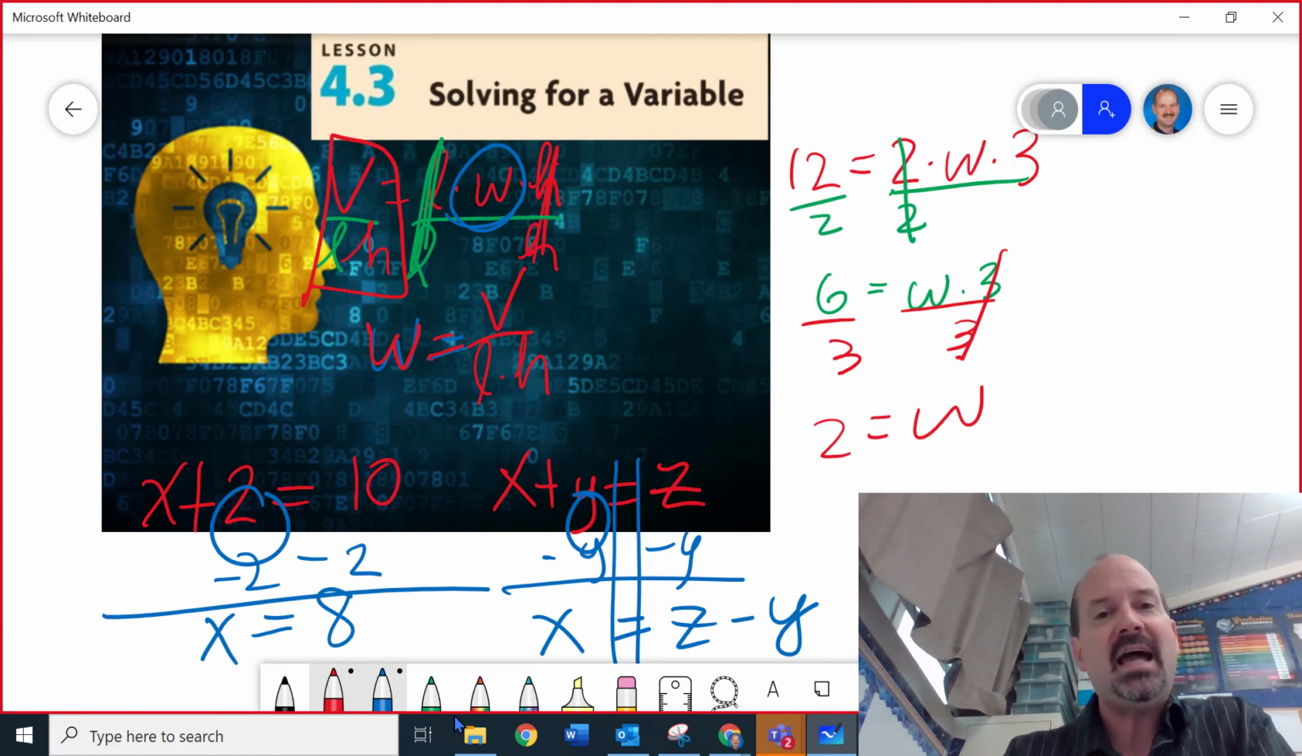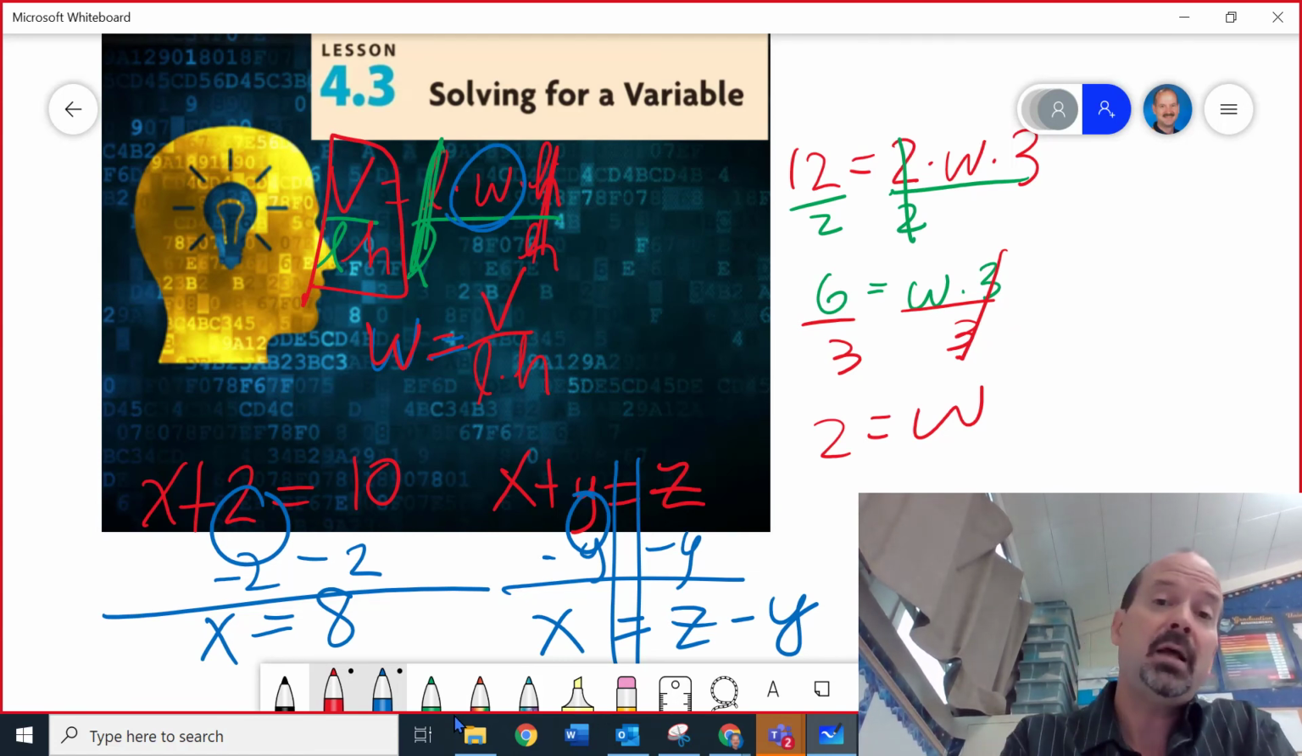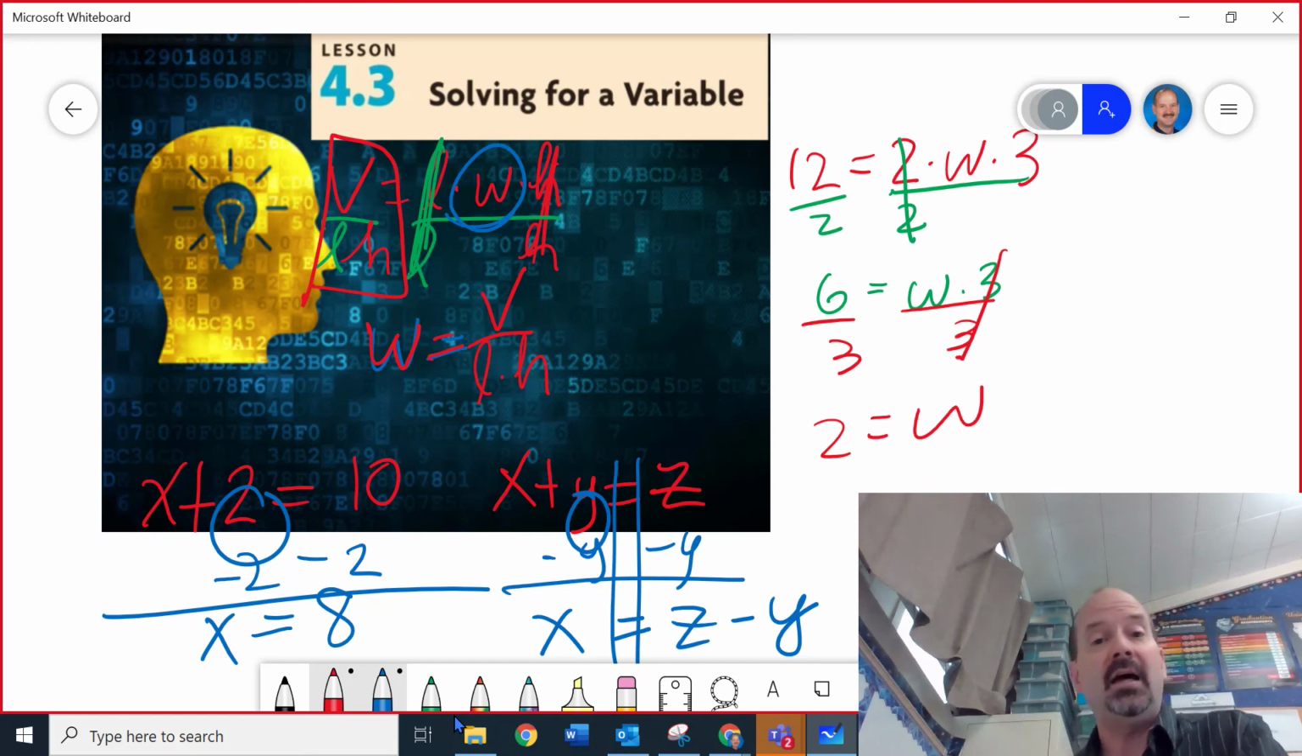So if it says to add, you're going to do the inverse. You're going to add the opposite or subtract. If it says to multiply, you're going to do the inverse operation. You're going to divide. And if it says to divide, mostly with the fraction problems, you're going to multiply. So that's how we're doing our work today.